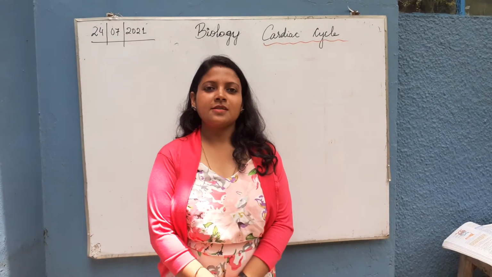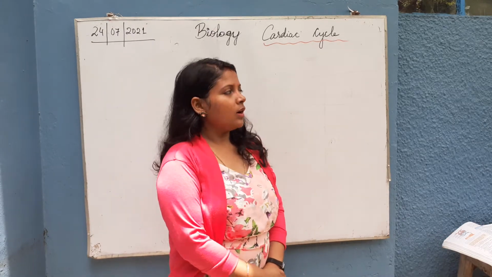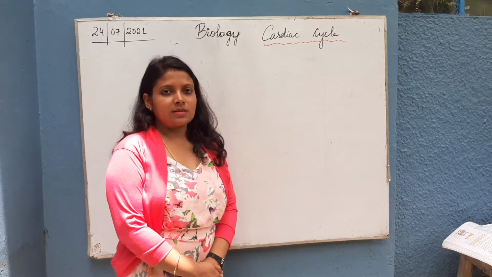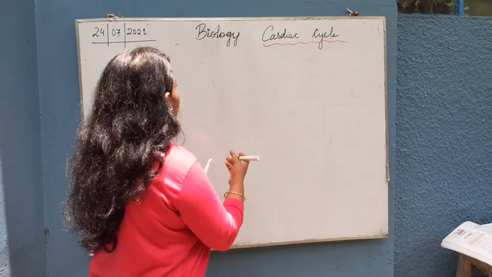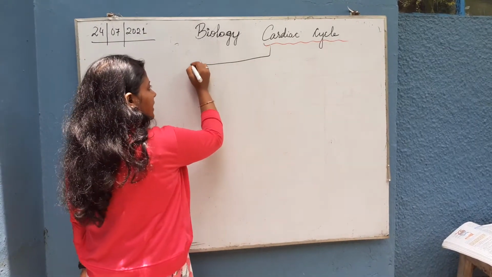Good morning, students. Today we will discuss the cardiac cycle. What is the cardiac cycle? The cardiac cycle is the whole sequence of events taking place in the heartbeat. In the cardiac cycle, there are two main stages.